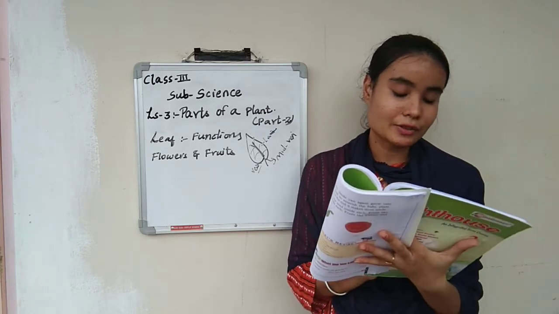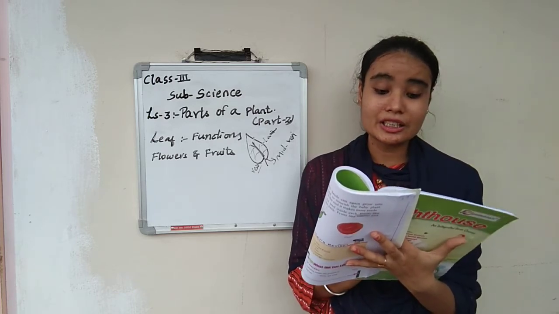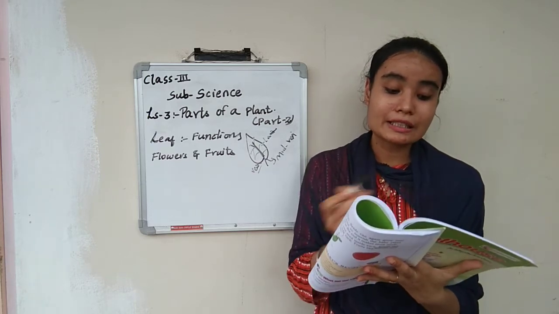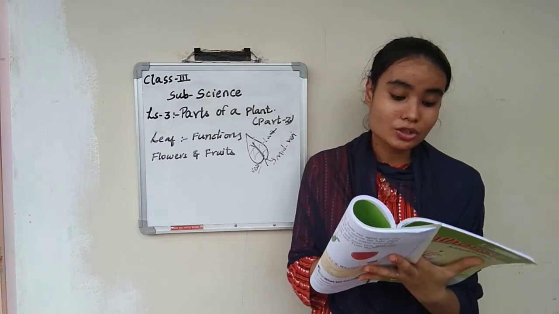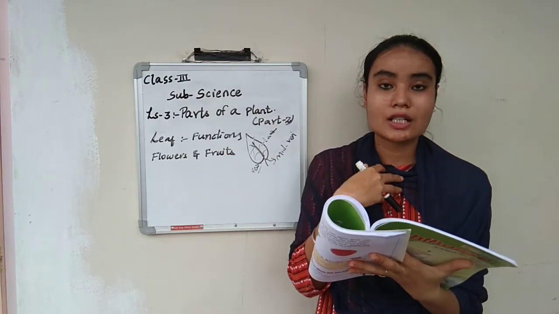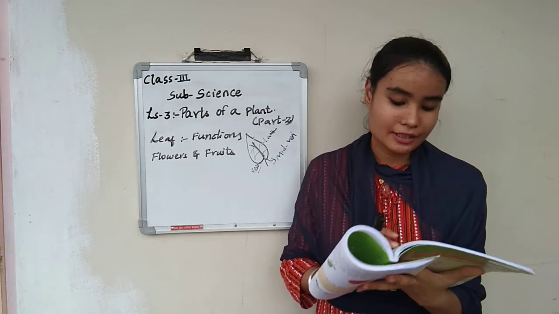Children, in this function of a leaf there is a little mistake. They have written that plants breathe in oxygen and carbon dioxide out, but that is wrong. Plants breathe in carbon dioxide and breathe out oxygen. Some corrections are there, you make them.